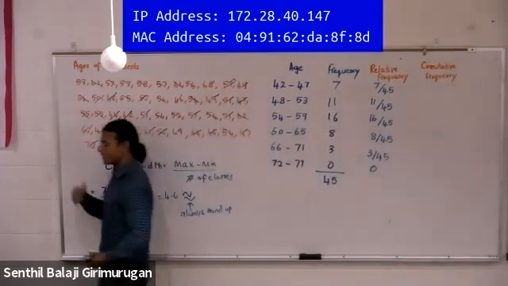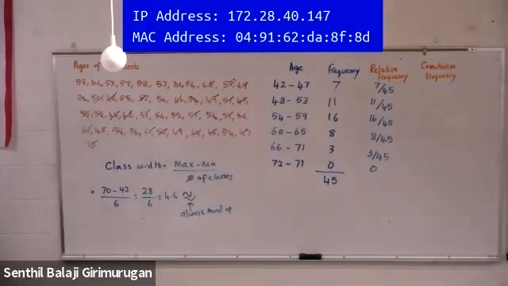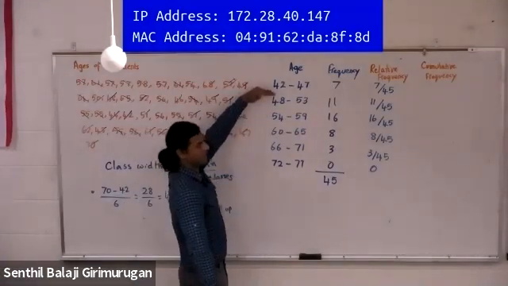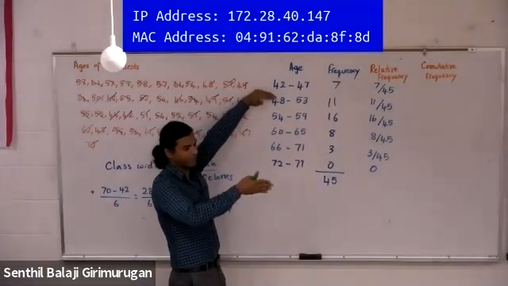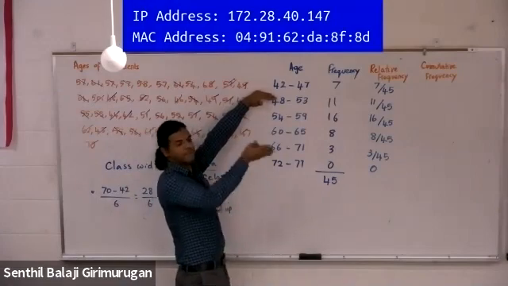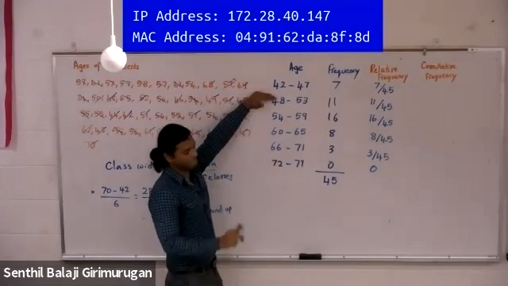Cumulative frequency. So how do we find the cumulative frequency? Exactly. For a given class, we're going to add the frequency of that class and everything below it.